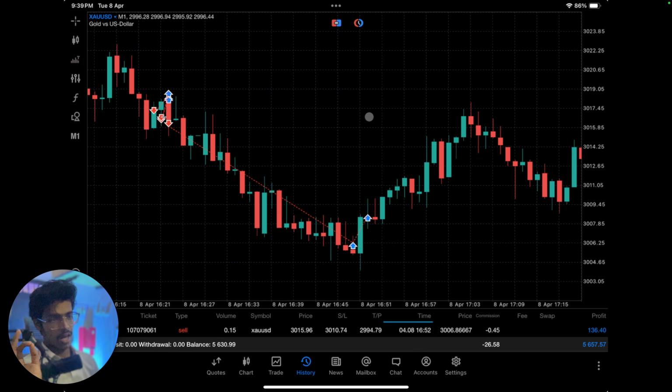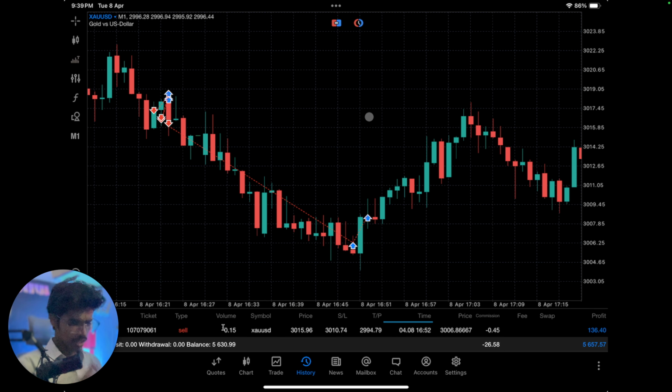There was some problem with my position sizing as I just came out of a bath, so I was not able to calculate the position size properly because of wet hands. One position size was 0.01, which was too small, and another position size was too heavy. So I had to exit both positions to take the correct position size, which was around 0.15, that is 15 microlots that I needed to take.